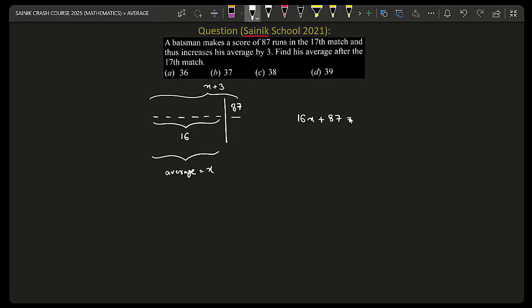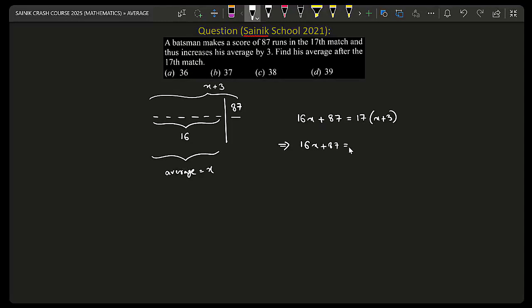Sum again, what is the formula? Average into number. The average is X plus 3 and the number is 17. So by doing 17 times X plus 3, these two should be equal, right? From this I want the value of X. Don't transpose X first. Open the bracket on the RHS. 16X plus 87 is equal to 17 times X plus 3. Which property do we call this? The distributive property.